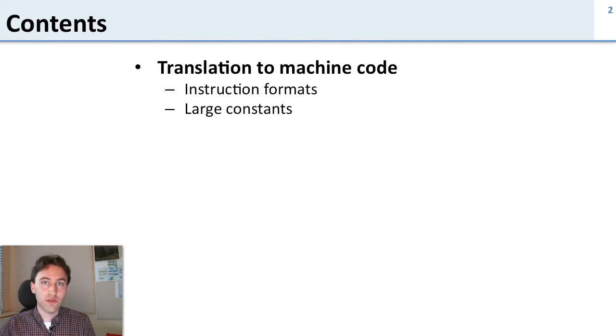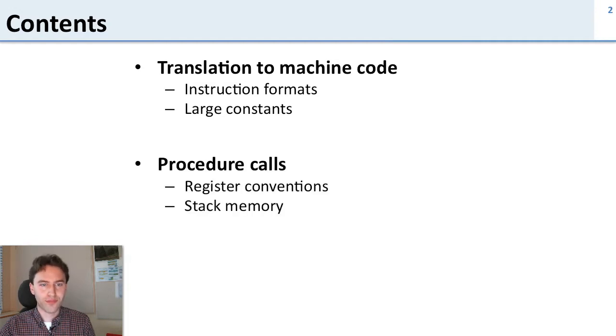When we talk about this, the first thing we're going to have to cover is instruction formats. That is, how are those assembly language instructions converted into ones and zeros? And we're going to talk about how you can encode large constants. Then we're going to spend a lot of time talking about procedure calls. Procedure calls are important if you want to be able to access different code that you didn't write. So if you want to call a function that somebody else wrote or a library.